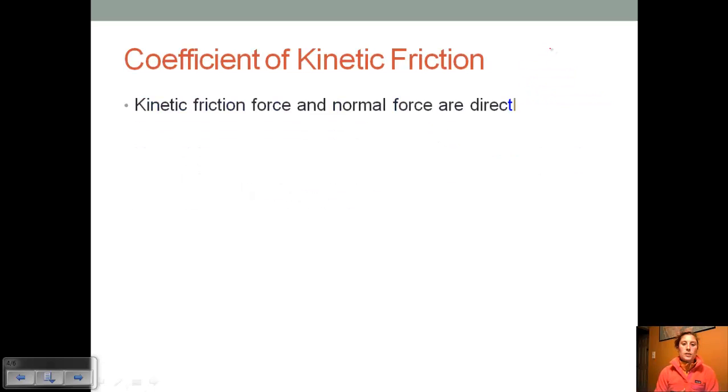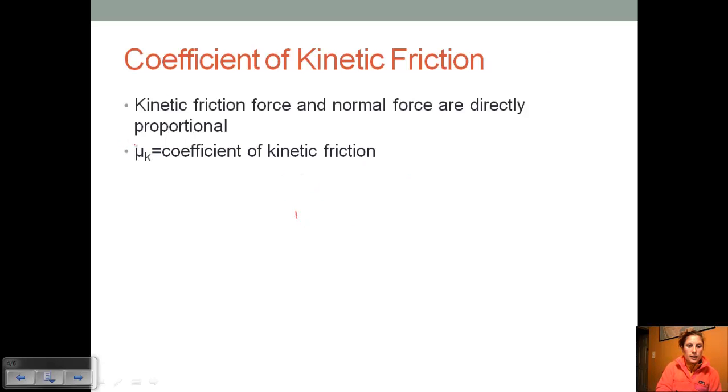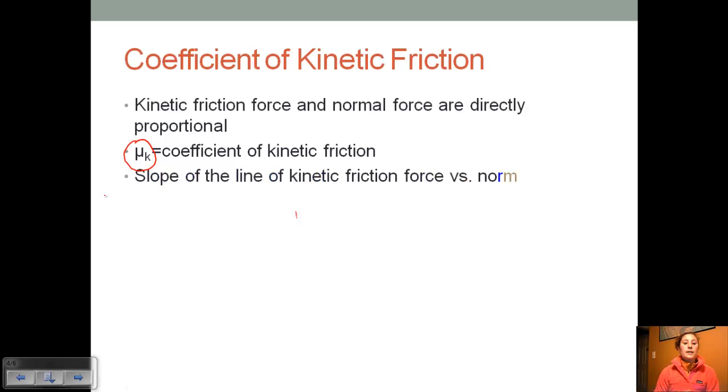So let's talk about ways that we can differentiate friction based on different surfaces. We said that kinetic friction force and normal force were perpendicular. They're also directly proportional to each other, meaning that they're related. And so we have what's called the coefficient of kinetic friction, and this Greek symbol is mu. It's like a U with a tail on the front, which really isn't a tail, but that's how it's drawn. If you take the slope of the line of the kinetic friction force versus the normal force, that slope is the coefficient of kinetic friction. And this is how we relate kinetic friction force and the normal force.